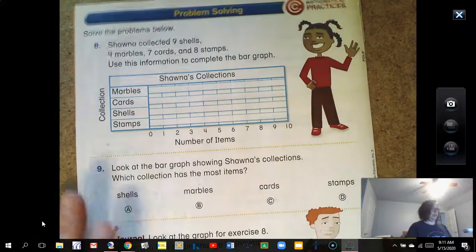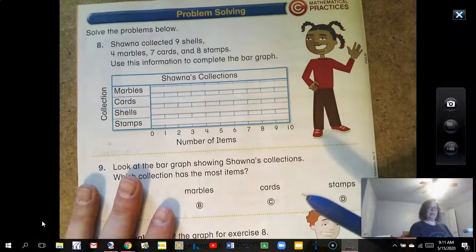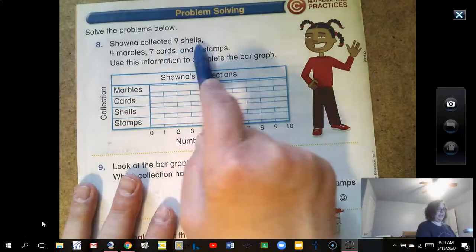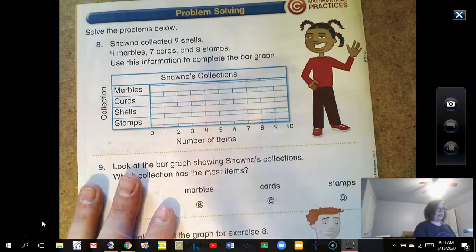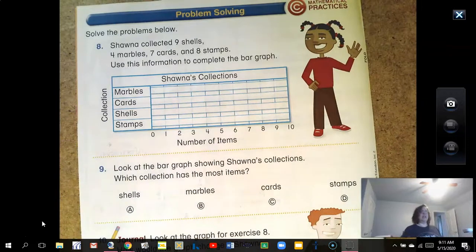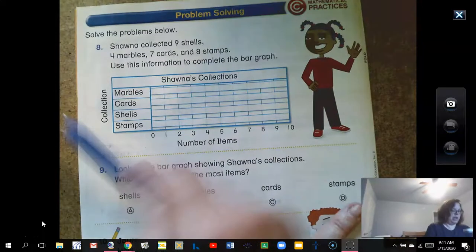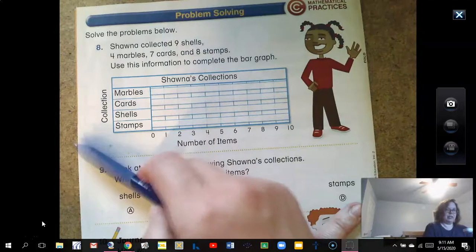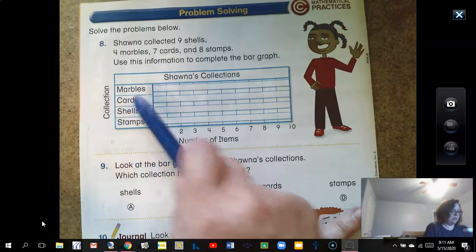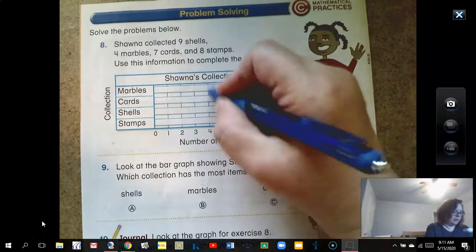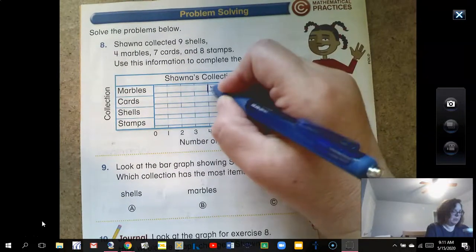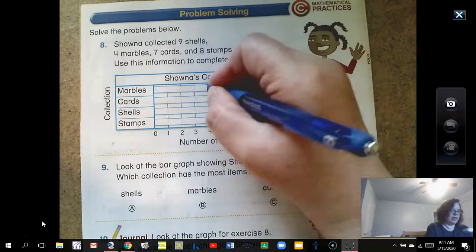All right. Let's go to the next one. It says solve the problems below. Shauna collected 9 shells, 4 marbles, 7 cards, and 8 stamps. Well, they don't have a nice little table for you, so you have to really pay attention to what's up here, okay? So marbles. I'm going to go up here and look. There are 4. So I'm going to put a little line here. I'm going to put 4 after it, and I'll know where I shade up to.